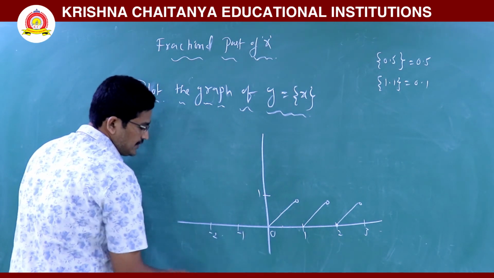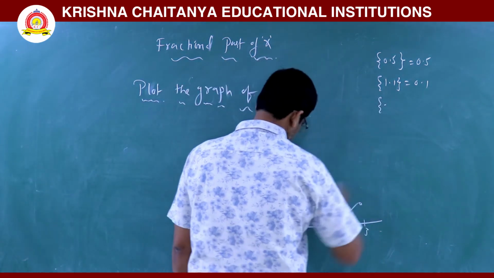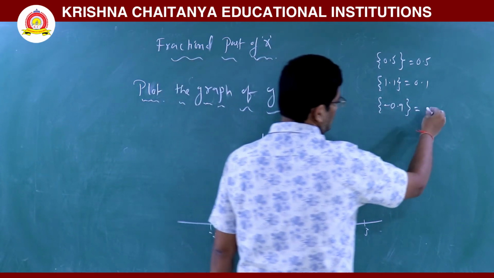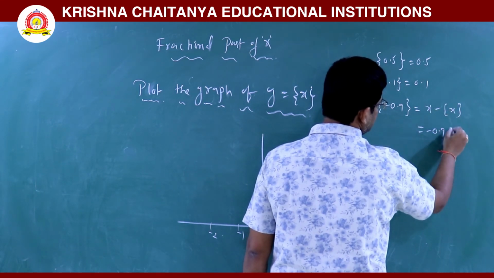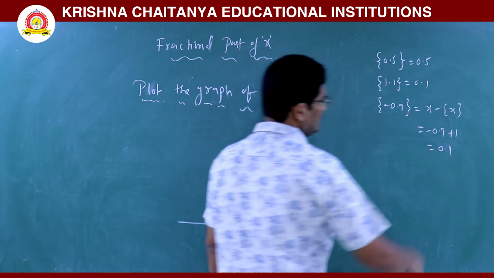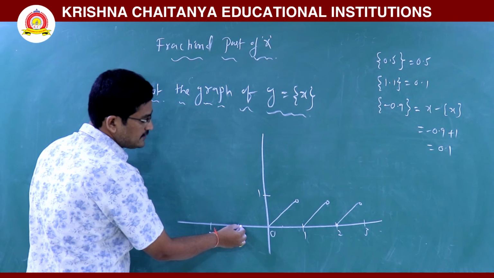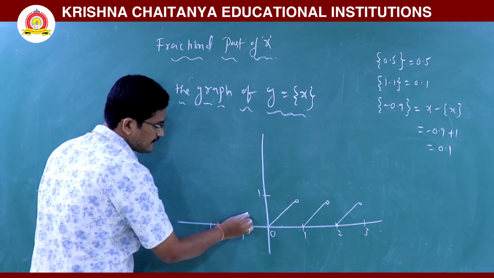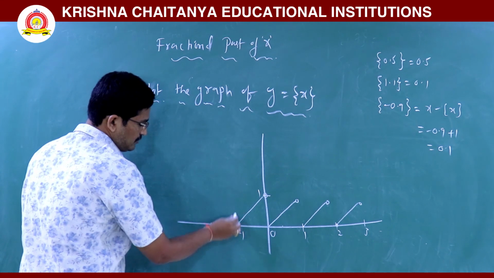It is minus 1, it is minus 2. So what about minus 1.9? Take the fractional part of minus 0.9, suppose. I already told what minus 0.9 is. Using the formula, x minus floor of x: it is minus 0.9 minus of minus 1, which is plus 1. 1 minus 0.9 is 0.1. So the fractional part of minus 0.9 is 0.1. So the graph moves like this. In this way, you have to draw one more graph.